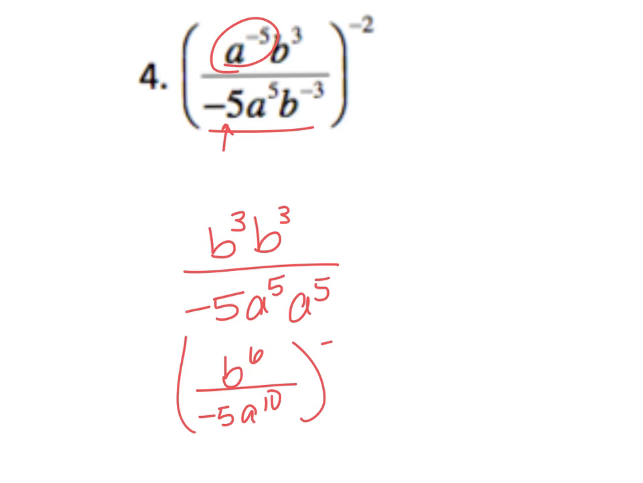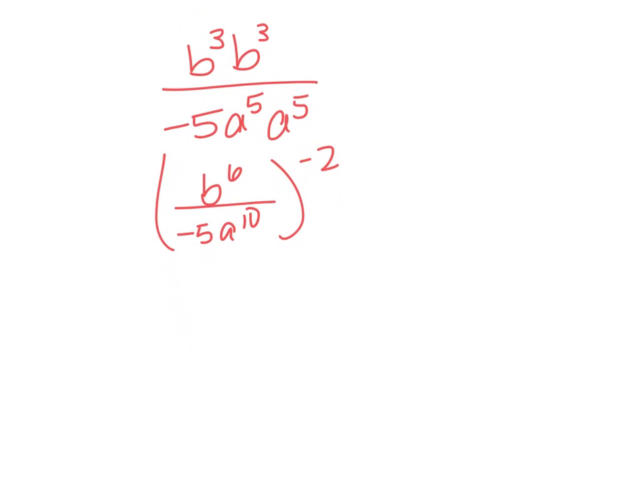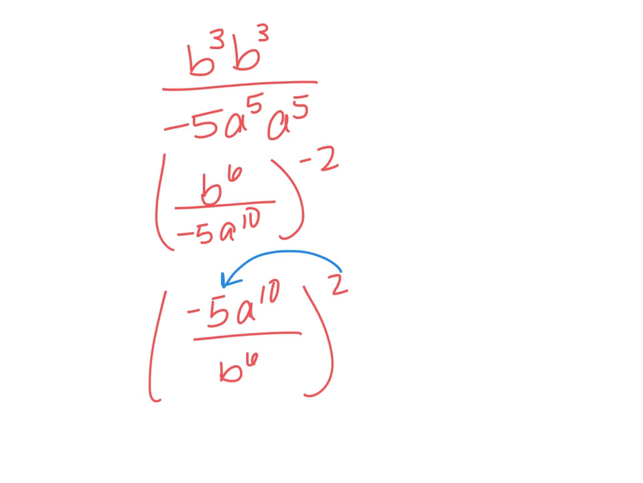Now I'm going to bring in that other negative 2 here. Remember, to make that negative 2 a positive, you're going to flip the whole entire fraction, keeping everything inside the same sign. And then we're going to apply that 2. So negative 5 to the 2nd is a positive 25. 10 times 2 is 20. And 6 times 2 is 12.